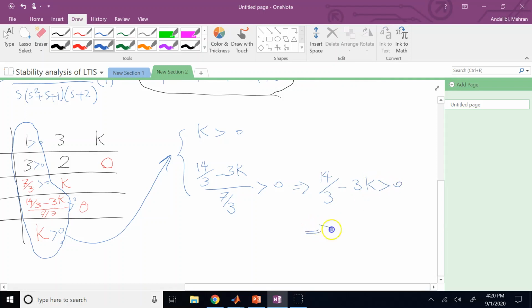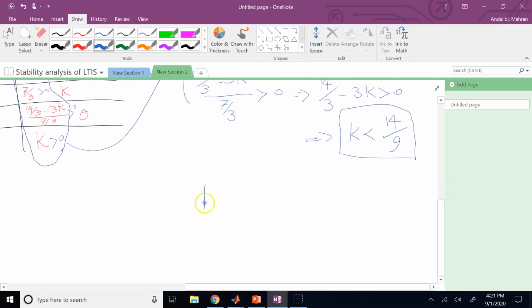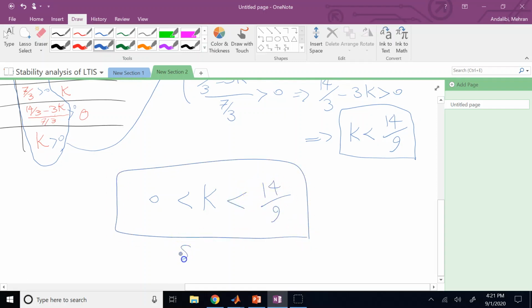And if you solve for it, k has to be less than what? 14 over 9. So you see, k has to be positive, yet what? Less than 14 over 9. So my condition is this. Only inside this range, the system is what? Stable. If k that I put into the system is anything other than this range, the system goes what? Unstable.